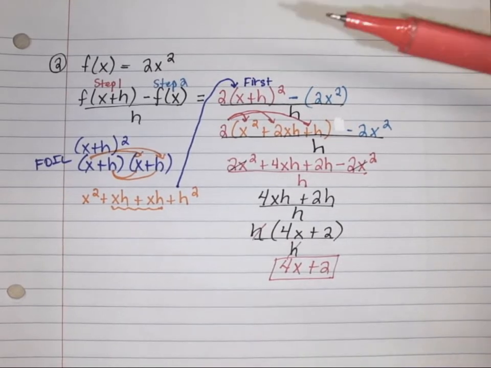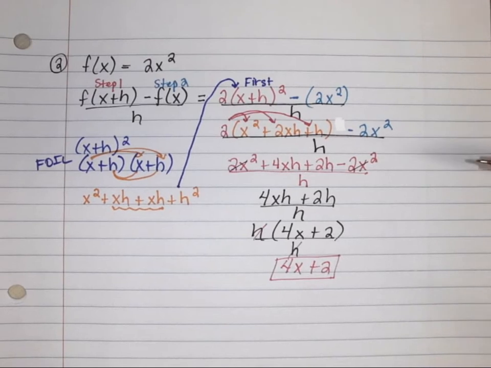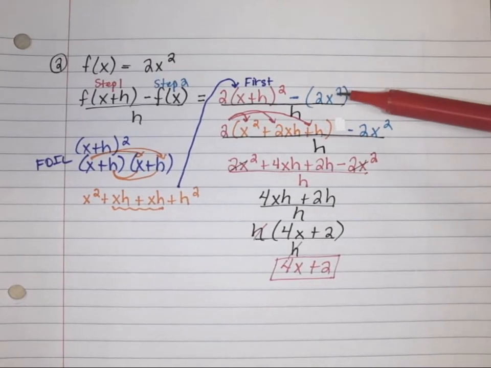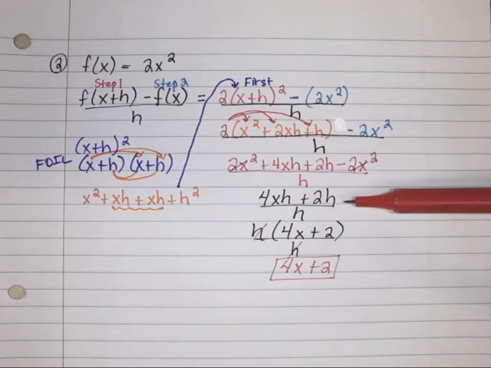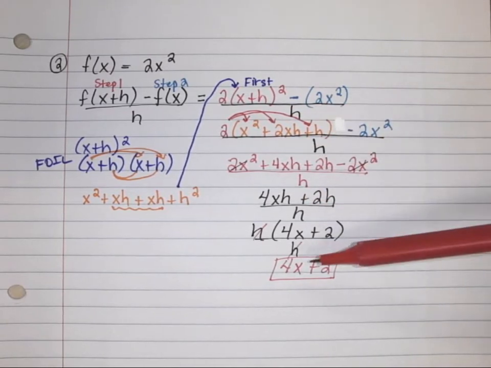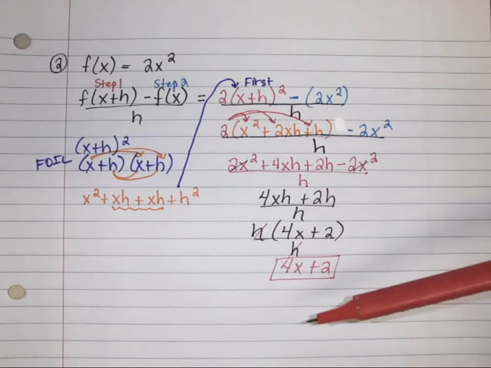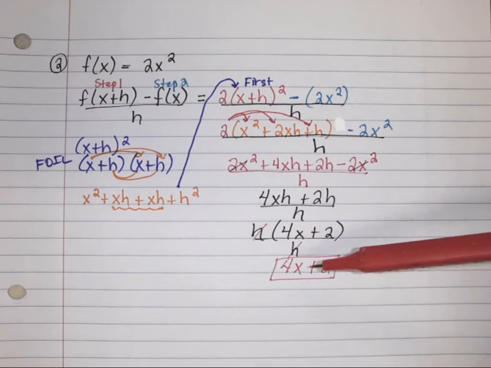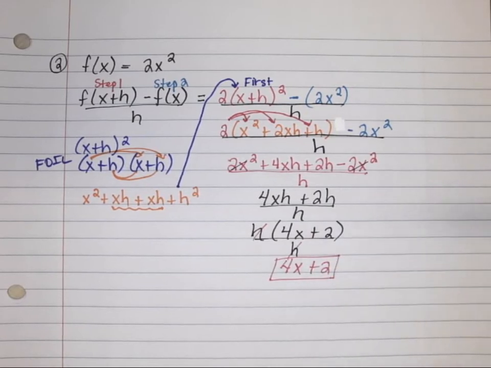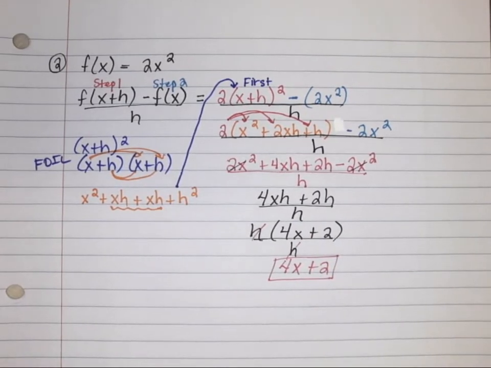So how you know when you're done, this is a common question I get. Plug in, do your math, distribute, combine like terms, factor and cancel as many things as will cancel, and then, like I said, typically you will not have an h in the denominator left.